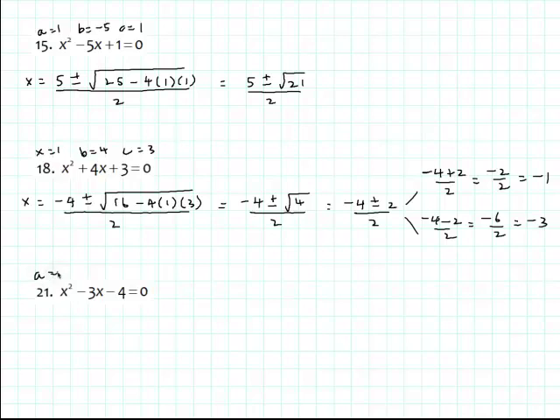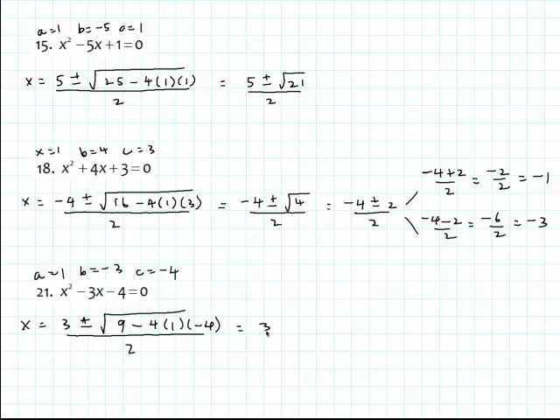21. Your a is a 1. Your b is a negative 3. Your c is this negative 4. X is equal to a negative b will be a positive 3, plus or minus the square root. Your negative 3 squared is 9. Remember, that's always positive. Minus 4 times the a times the c. All of that is over 2 times the a.